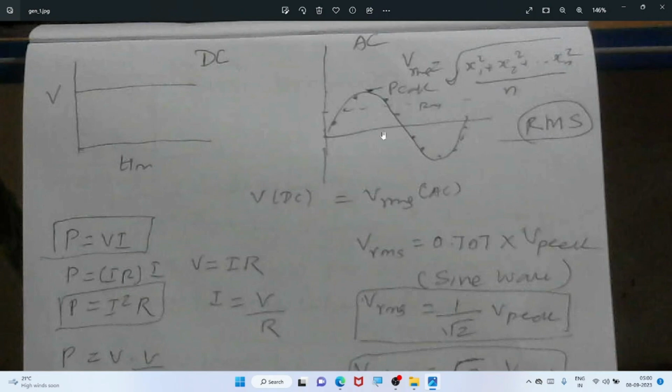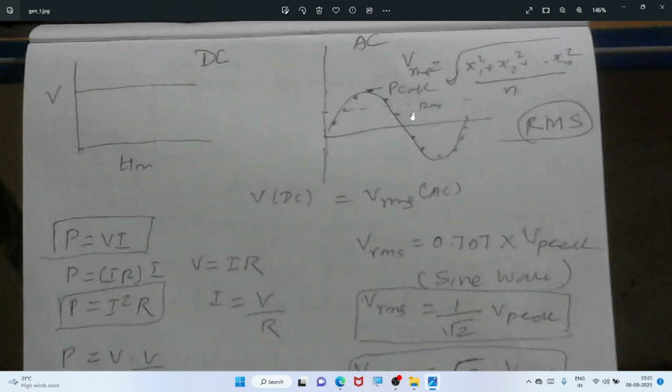RMS means, let us say, in this waveform you take a couple of points, 1, 2, like this. So at this instant, what is the amplitude? You have to take the square and divide it by the number of points. So root mean square, RMS value. This is how root mean square is computed: each instant, square of that amplitude, divided by the total number of points. Now this RMS value will be equal to this DC value.